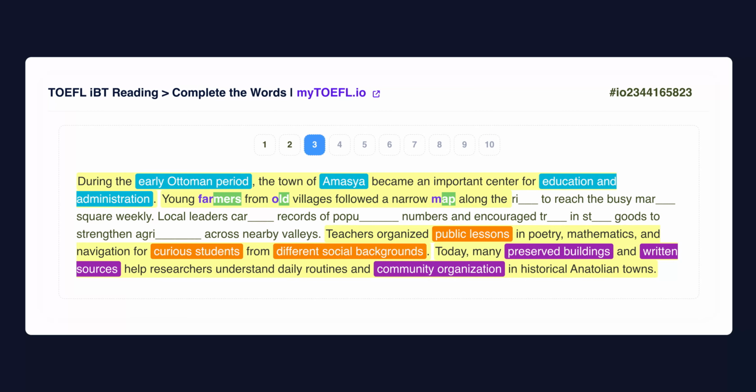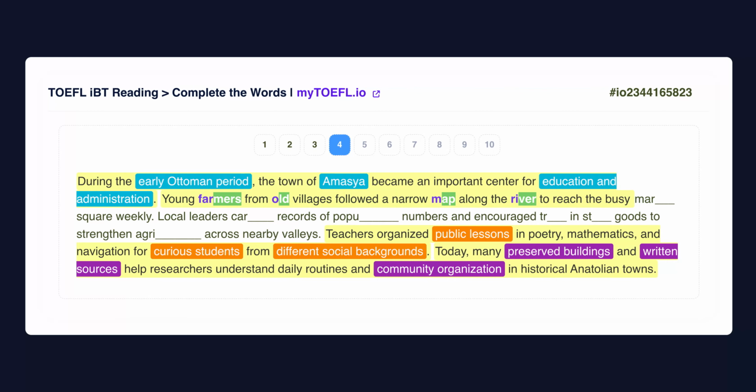Now, let's look at the natural feature that was located alongside their path. Use the geographic clues in the sentence. Young farmers from old villages followed a narrow map along the Ri-blank to reach the busy. This word begins with the letters R and I and has three blanks to be completed. The text describes the path being positioned along a specific natural element. Looking at the given parts and the historical setting of the town, the most logical feature for a path to follow is a river. This completes the sentence by giving us a clear picture of the route the farmers took.